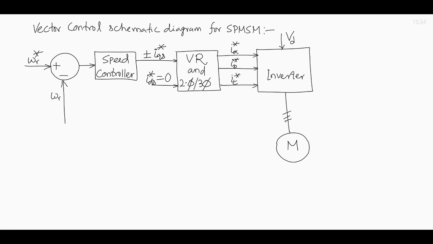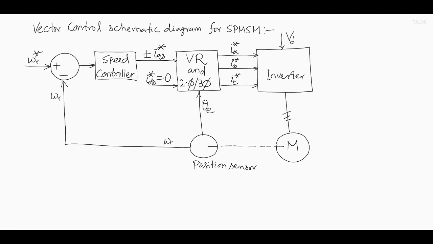So, on the machine shaft, we have a position sensor on the rotor shaft. This position sensor gives the angle theta e information to the vector rotator block, and also this position sensor gives the speed information for the speed control block, speed estimation. So, this is the schematic diagram.